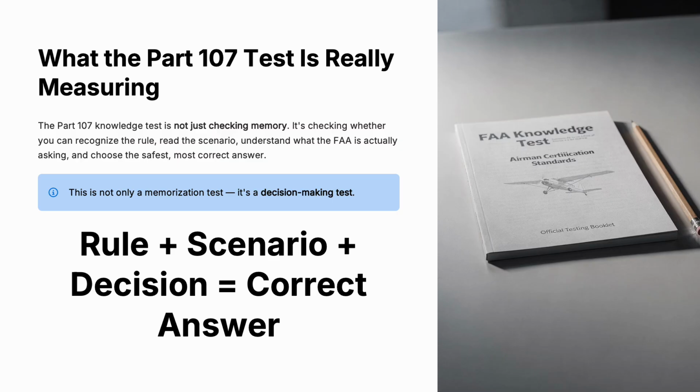Let's reframe something important before we go any further. The Part 107 knowledge test is not just checking your memory, it's checking whether you can recognize the rule, read the scenario, understand what the FAA is actually asking, and then choose the safest, most correct answer. In other words, this is not only a memorization test, it's a decision making test. Here's a simple equation to keep in your head as you study: rule plus scenario plus decision equals the correct answer. If you're only working on the rule part of that equation, you're leaving the other 2/3 of the test unprepared for.